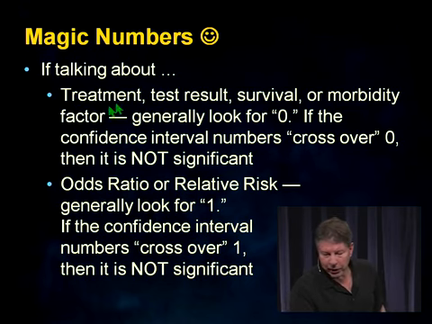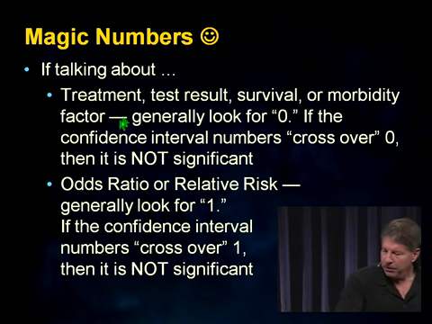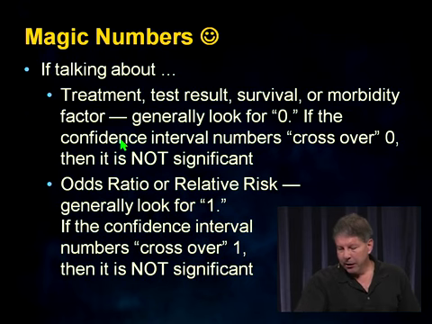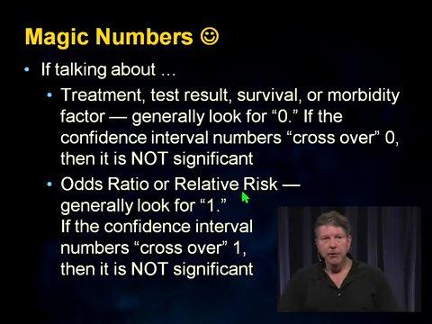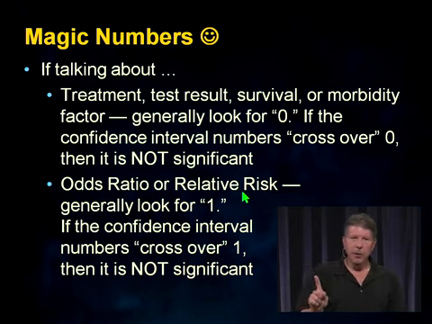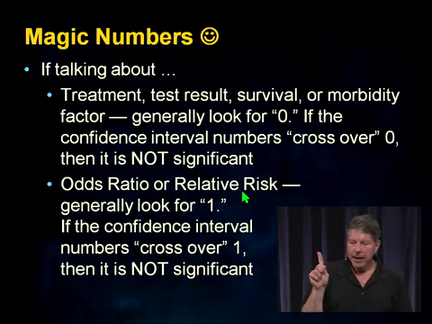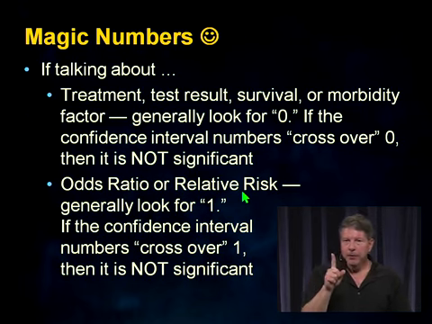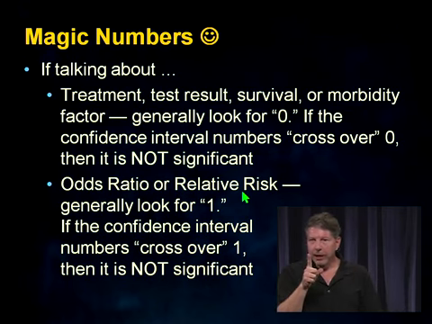So usually for treatments and test results and survival, or if they're talking about something like that, you're going to look for the number 0. If they say odds ratio or relative risk, or they say OR or RR as abbreviations, then you're going to look for the number 1. Otherwise, you're always looking for the number 0. And the 1 here, the relative risk, is compared to a human being, one person. The average person is the 1. That's why we're doing it that way.